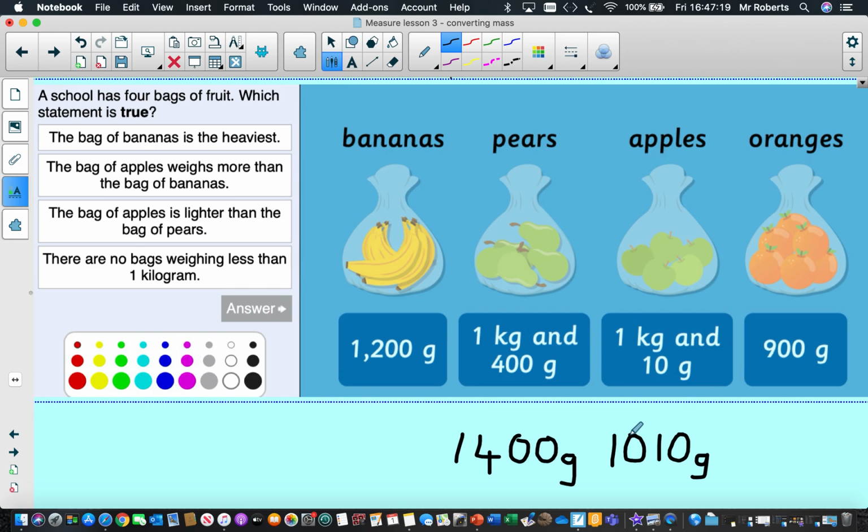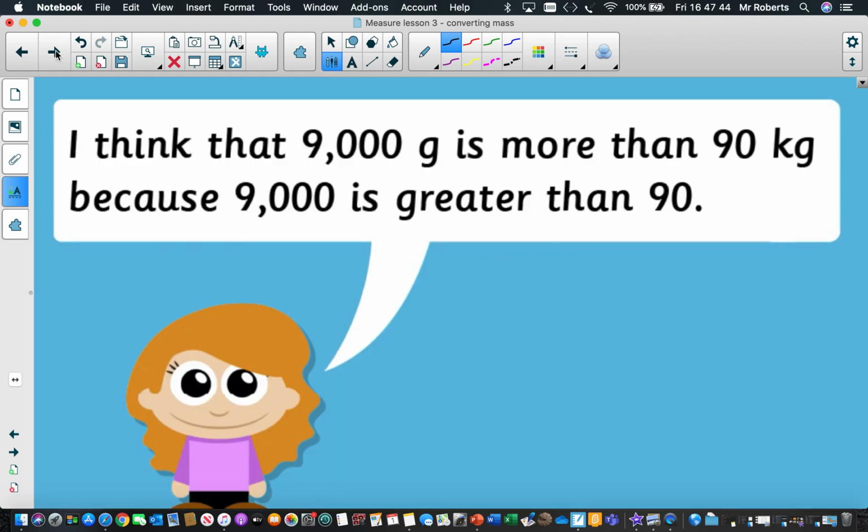And just to check, just to make sure, I'd always still read the last one, just to see. And it says there are no bags weighing less than 1 kilogram. Well, we've got the oranges, because 900 is less than 1,000. So our answer, which is true, would be this one. So I would be clicking on that one and pressing answer if I was answering this question.